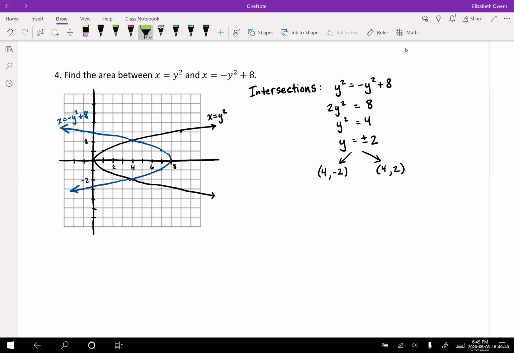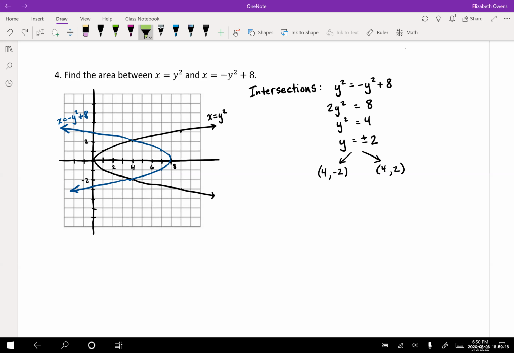So here's example 4. We're going to be finding the area between x equals y squared and x equals negative y squared plus 8. So I've taken the liberty here of graphing our two functions. These are both horizontal parabolas. Here's x equals y squared, opening to the right there, vertex at the origin. And then here in the navy blue is negative y squared plus 8, so vertex over at 0, 8 and opening to the left.